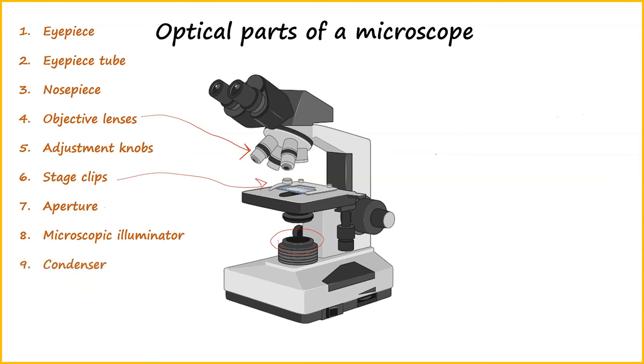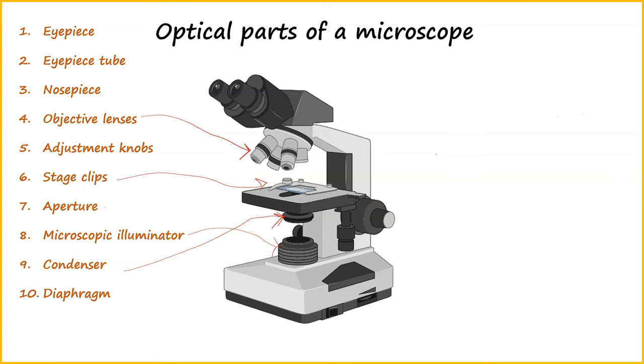Now come to the next part, which is called the condenser lens. Condenser may be defined as a series of lenses for illuminating with transmitted light an object to be studied on the stage of the microscope. Additionally, you will need a microscope with an Abbe condenser to get the best clarity at high levels of magnification. The condenser is located under the stage next to the diaphragm. Sorry, not this portion. This portion is called the microscopic illuminator. And this portion is called the condenser lens.